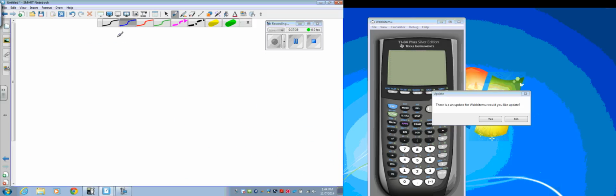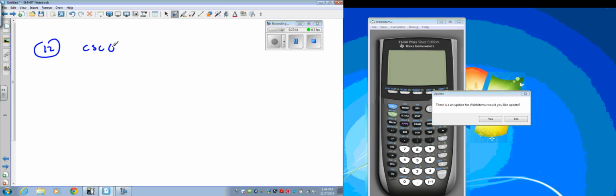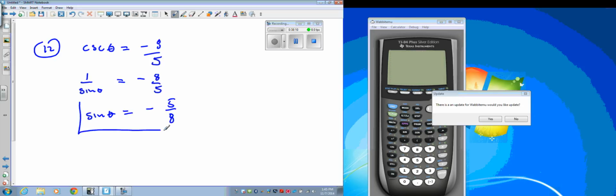Now, some of them, like 12, I think 12 is pretty easy. Cosecant theta equals a negative 8 over 5. This one is easy compared to the others. Cosecant is what in terms of sine? 1 over sine. So all you do is invert this, and you invert this. I wish every one of them were like that.